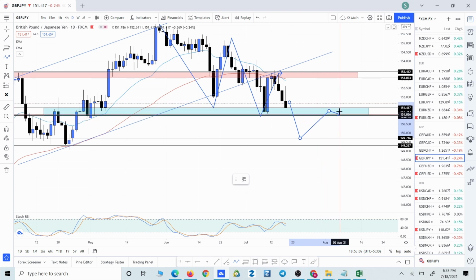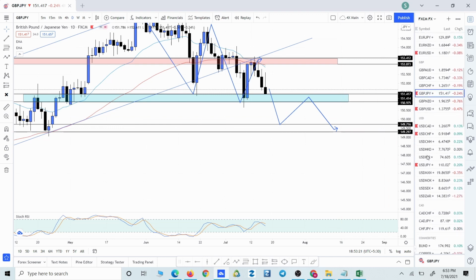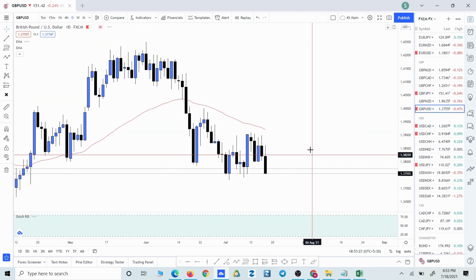Then we can go to our smaller time frame. For me, that's a 4 hour, and then I will look for any kind of shorting opportunity to go short. So that's on GJ. Now let's move to GU.